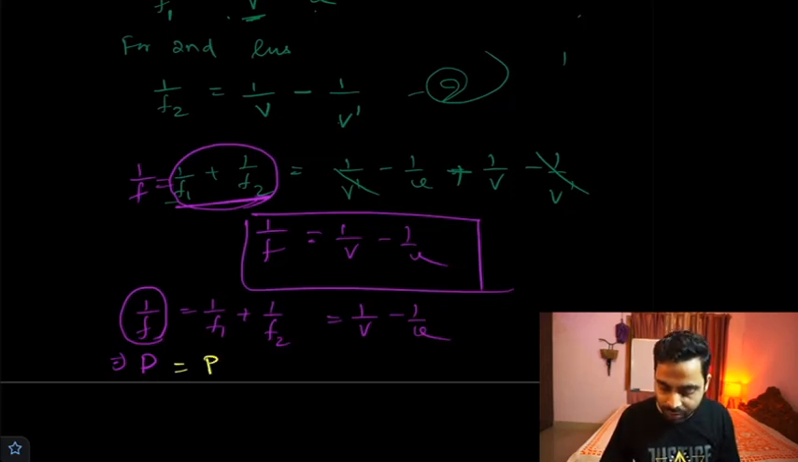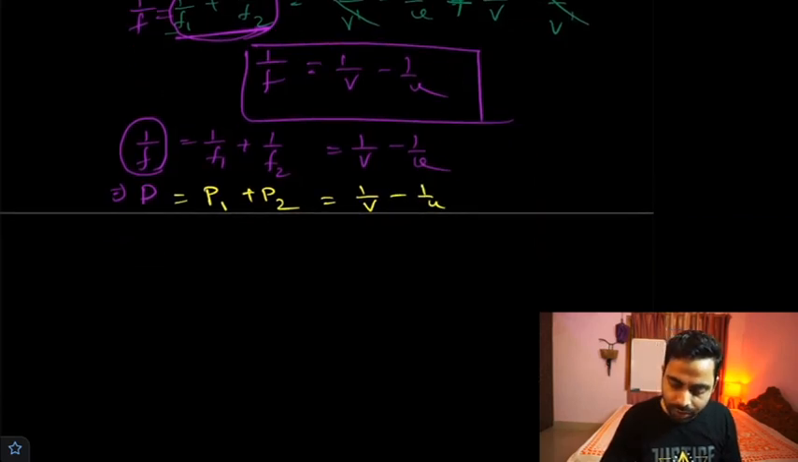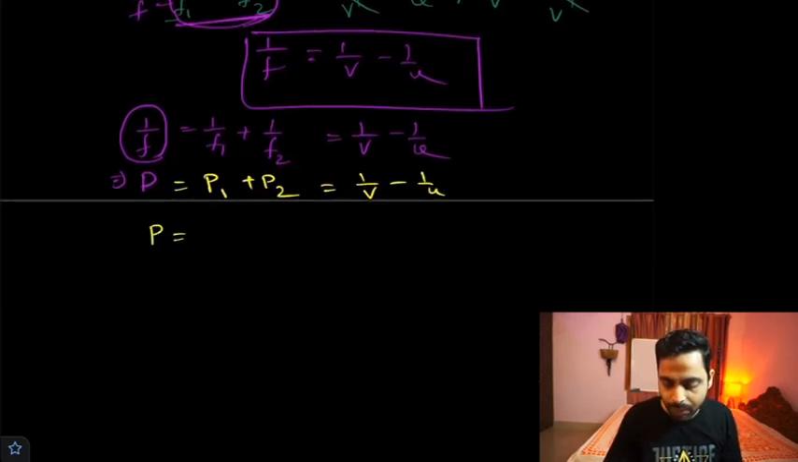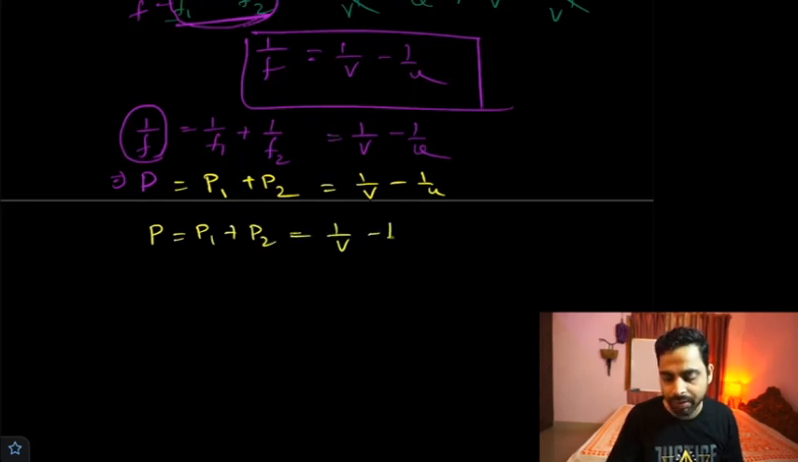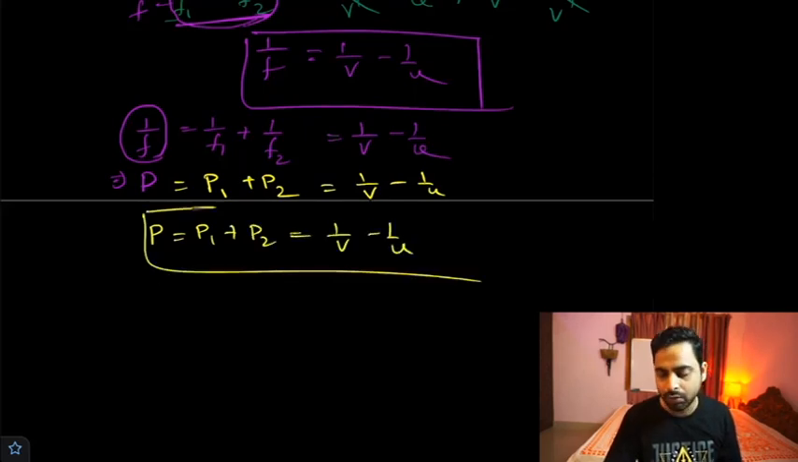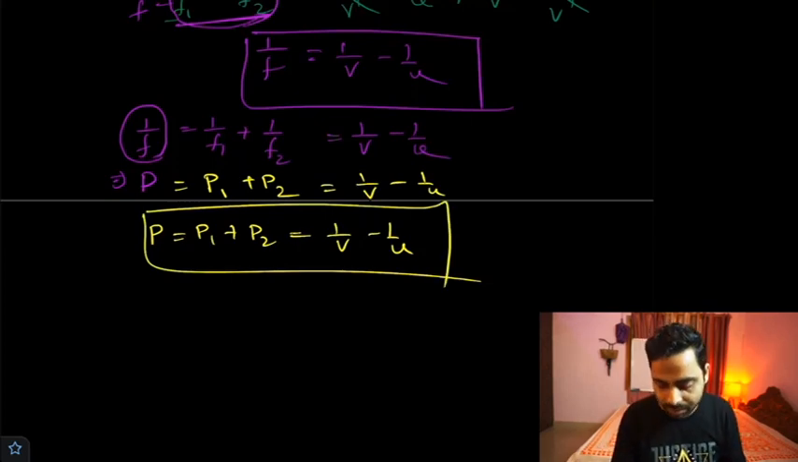So in place of 1 by f1 I can say p1, in place of 1 by f2 I can write p2. That becomes 1 by v minus 1 by u. So my final equation will be p equal to p1 plus p2. यहाँ पर हमने दो लेंस को अगर कंबाइन करके रखा, पास पास रखा, कांटेक्ट में रखा है, तो टोटल कॉम्बिनेशन पावर, टोटल पावर, कंबाइंड पावर क्या होगा p1 प्लस p2.